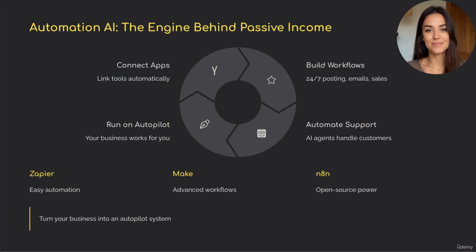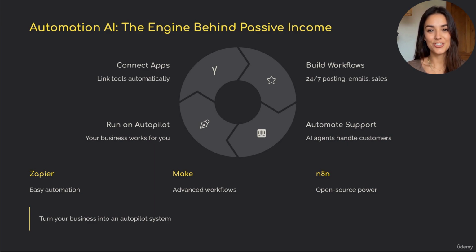Automation AI is what transforms your content and digital products into true passive income systems. Tools like Zapier, Make, and N8N connect all your platforms: your store, email list, social accounts, blog, YouTube channel, CRM, analytics, and more. You can automate posting schedules, email sequences, onboarding, product delivery, analytics tracking, notifications, and lead generation.